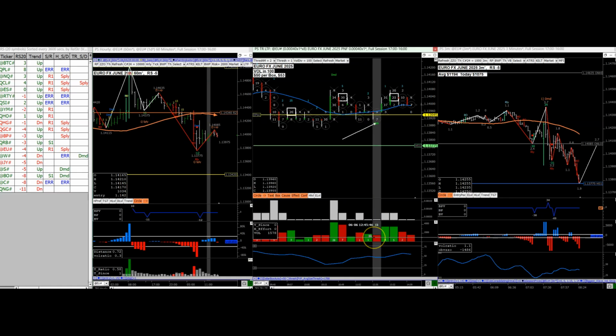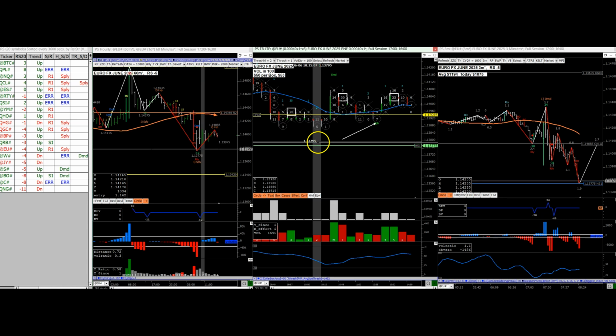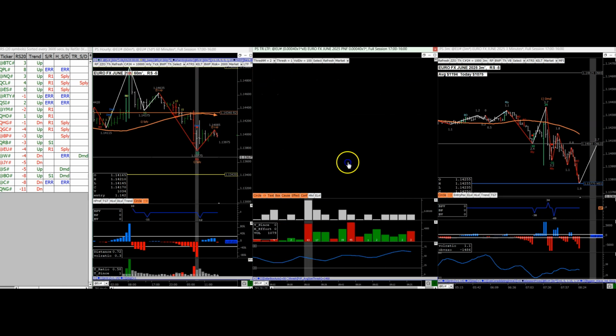If it's less volume, it's lack of supply. If it's increased volume, it's demand. All right, so we've gone through this, and that's about it.